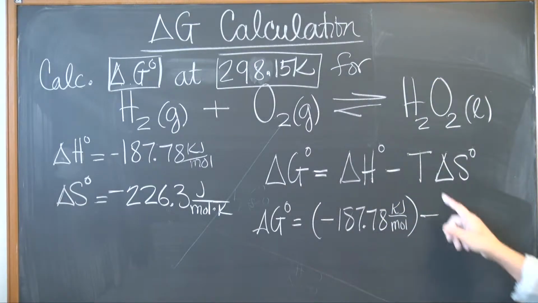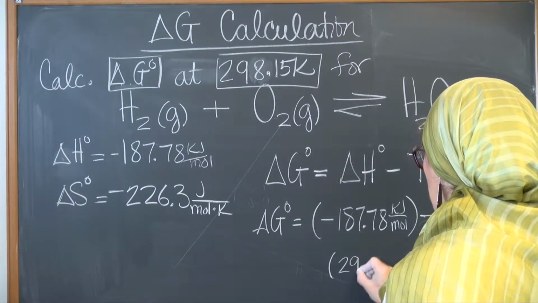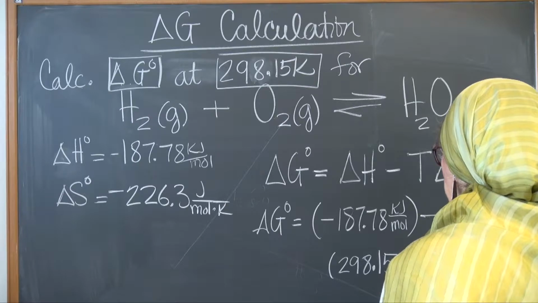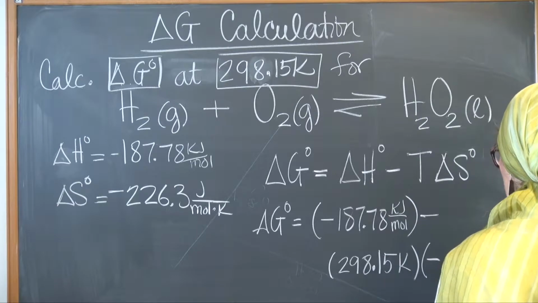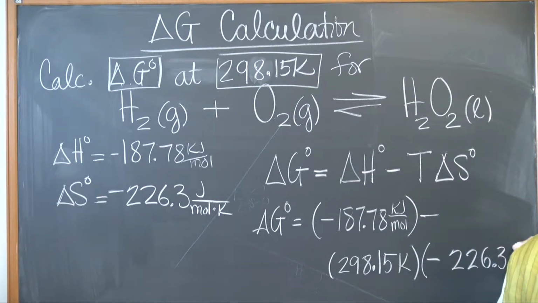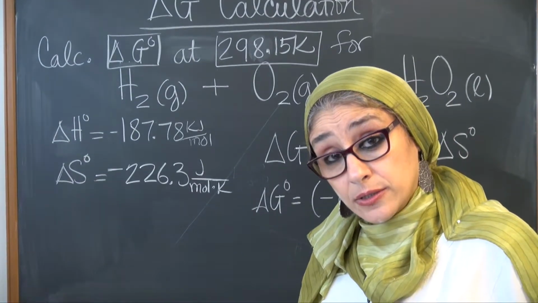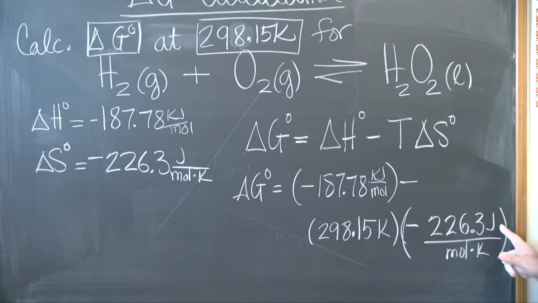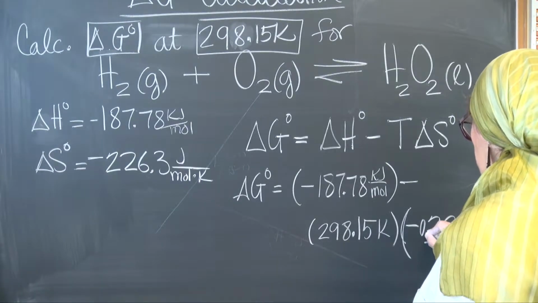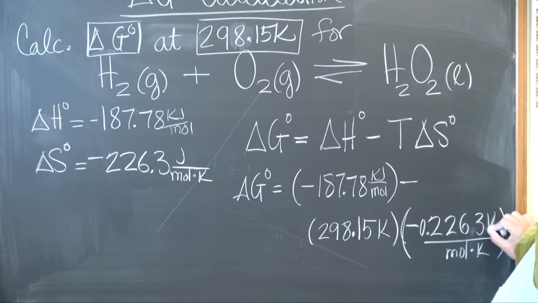minus our temperature, 298.15 Kelvin, and our entropy value is negative 226.3 joules per mole per Kelvin. For all of you out there that keep leaving off units, this is going to really hurt you. Look, here you have kilojoules, here you have only joules. So let's convert one of these to kilojoules. We'll move it over 3 decimals, and this now becomes kilojoules per mole per Kelvin. And we're ready to go.